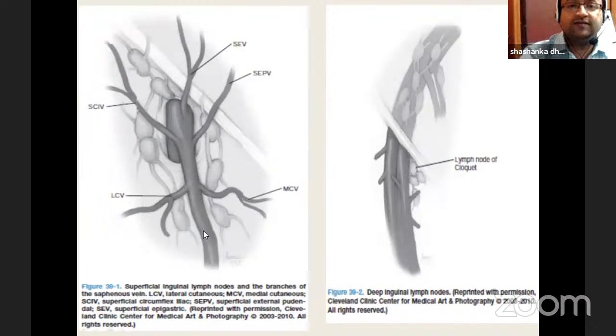This is the femoral vein. This is the great saphenous vein draining into the femoral vein. So this is the saphenofemoral junction. So this is the superficial epigastric vein. This is the superficial external pudendal.